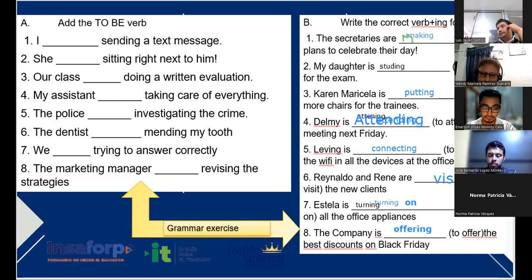Entonces... when a verb ends in a letter E, then we drop letter E and add ing. Drop, drop. Esa es la palabra clave. Drop letter E. ¿Qué hacemos? Quitamos la E. Drop letter E and add ing. Todos los que tengan letra E al final.